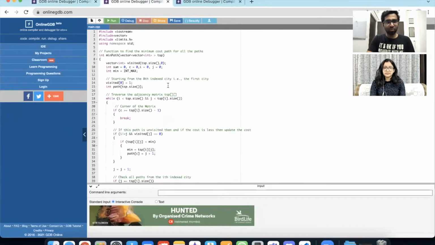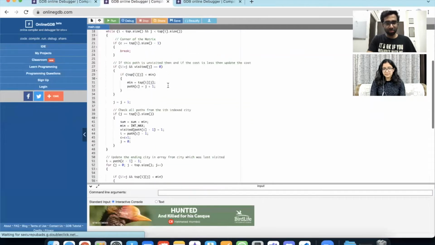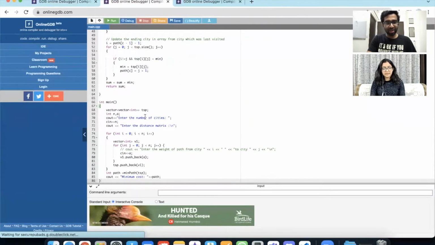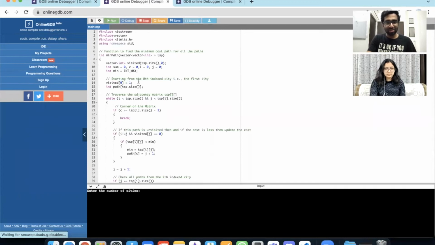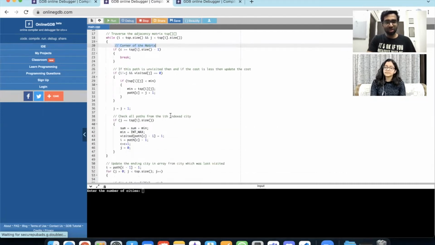This is the code for the traveling salesman problem with greedy approach. In the int main, we have taken input for the number of cities and the distance matrix as we had done in the previous problem itself. Then we have just made for loops and while loops to run the code. We have also traversed the adjacency matrix. Then we have made conditions for the corners of the matrix as well. We have also checked the path.